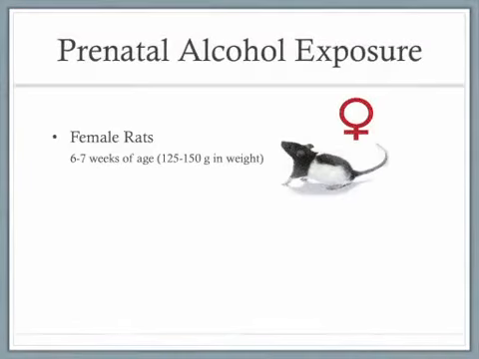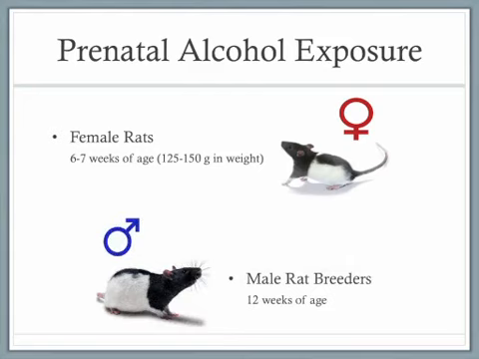Begin by obtaining adult female rats 6 to 7 weeks of age that average 125 to 150 grams in weight, and proven male rat breeders typically 12 weeks of age. Allow at least 1 week for the animals to acclimate to their new housing environment.